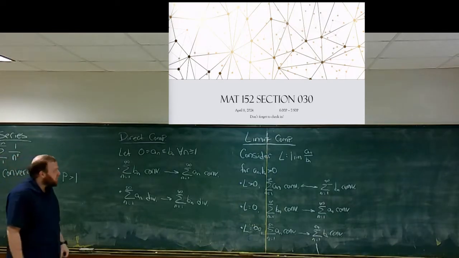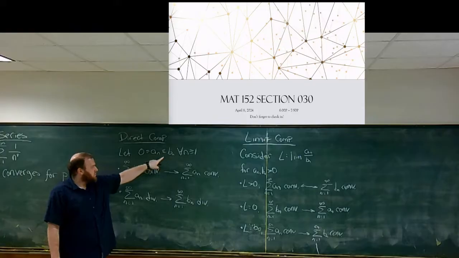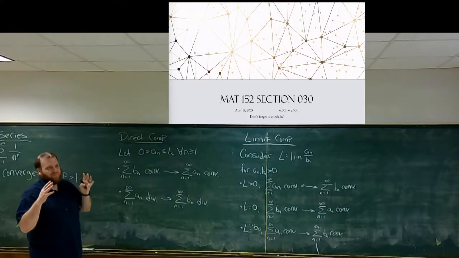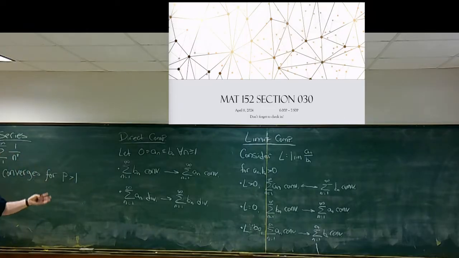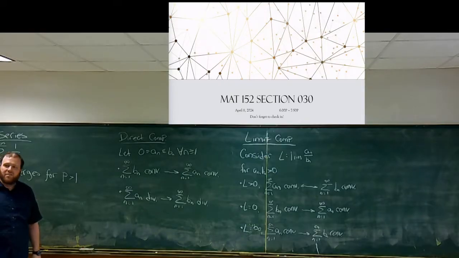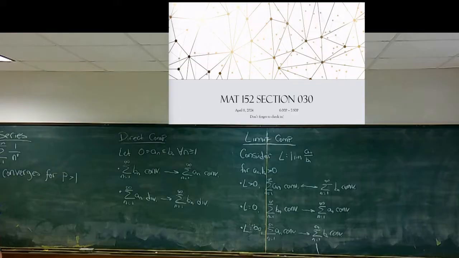Direct comparison, you have to kind of already know whether the series converges or diverges. You have to have a hunch. So that tells you, do you want to find a smaller series that diverges or a larger series that converges?